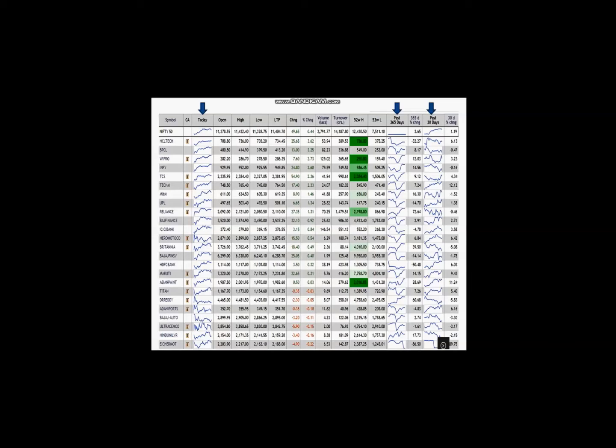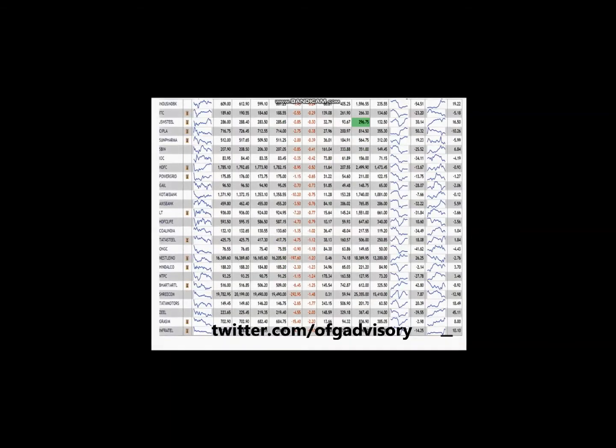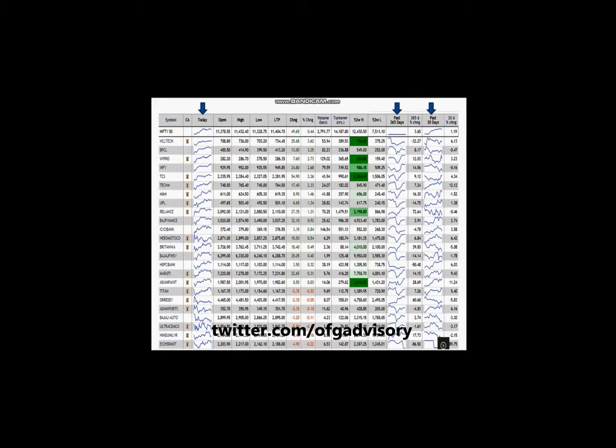So let me explain a little further. Check the 365 days column and choose those stocks which have an upward slope. As I can see, there are stocks like TCS, Bajaj Finance, Maruti, JSW Steel. So you can list down those stocks which have an upward slope in the 365 days column.